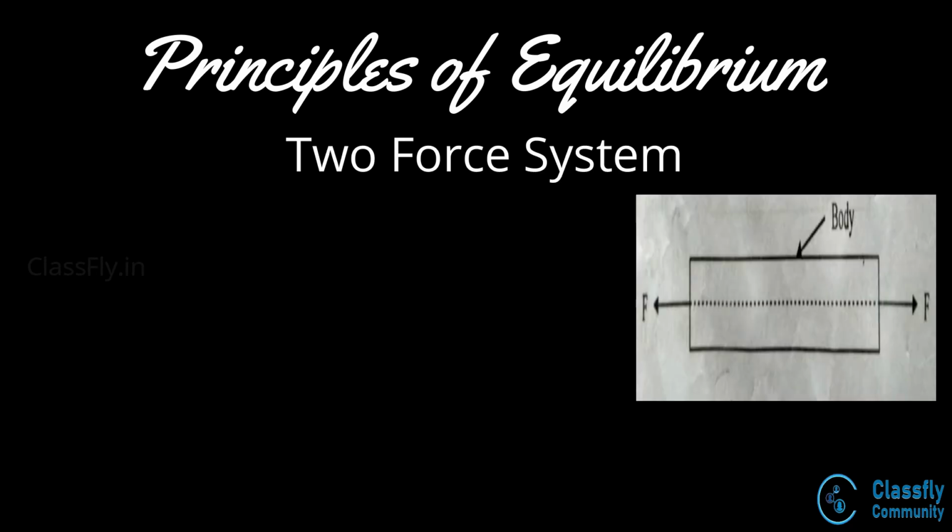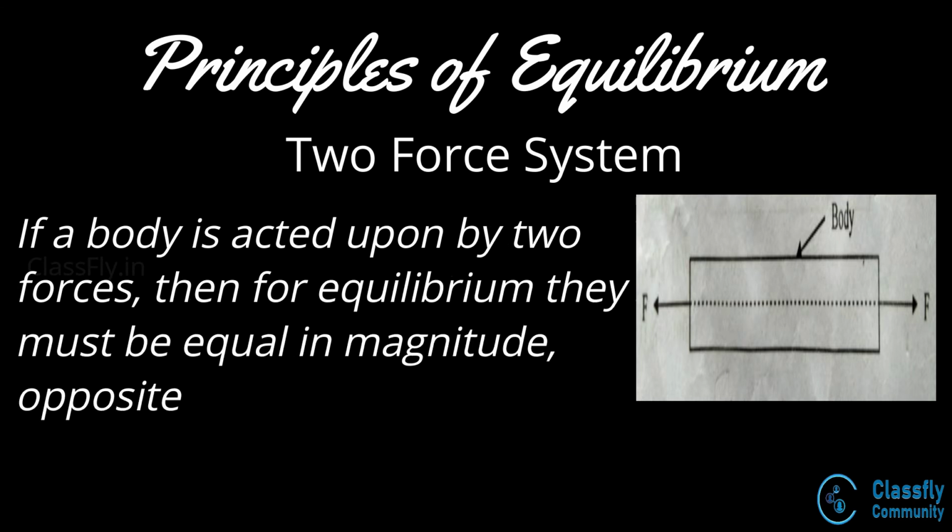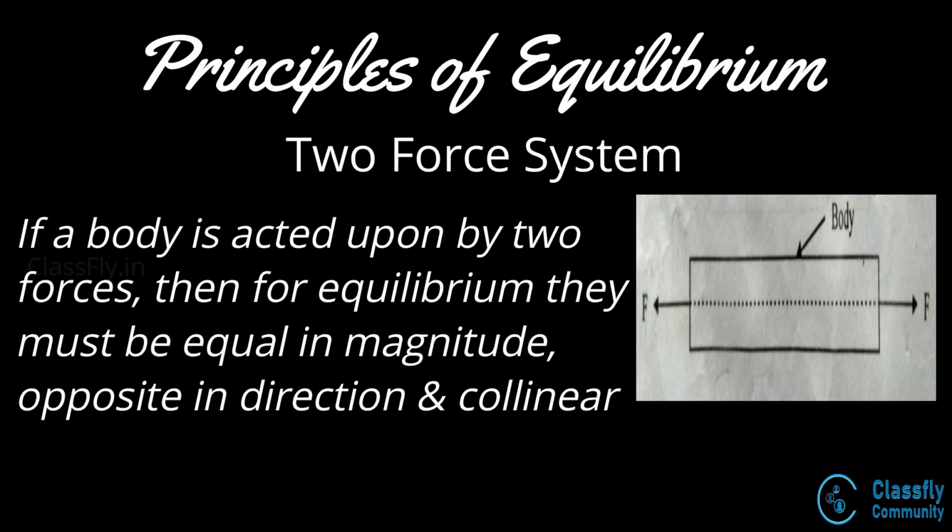In this system, two forces will be simultaneously acting upon the body. The principle states that if a body is acted upon by two forces, then for equilibrium, they must be equal in magnitude, opposite in direction and collinear. This means that the two forces will be equal and act in opposite directions along the same line. Hence, the net resultant of the forces will be 0 and the equilibrium of the system will be attained.